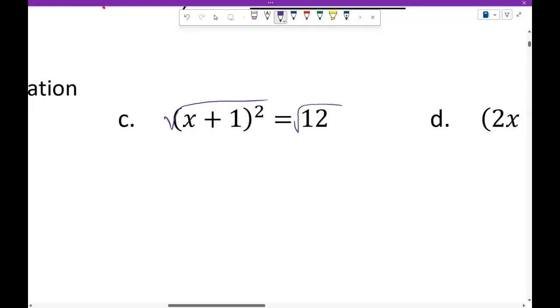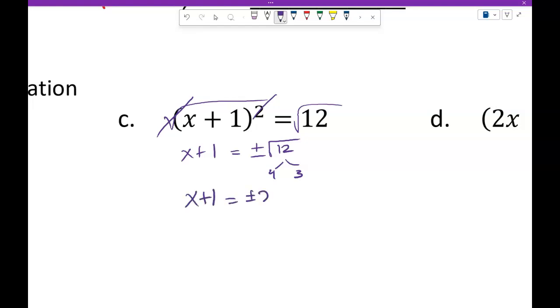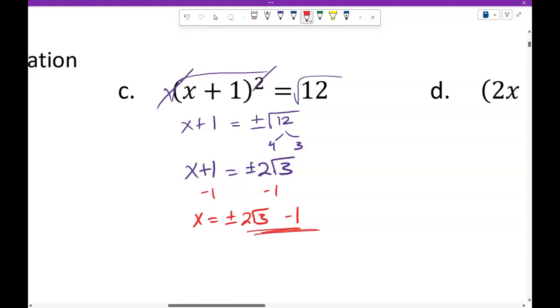We can square root both sides. That eliminates our squared. X plus 1 equals the principal and negative root of 12. Factors 4 and 3. That gives us plus and minus 2 square root of 3. And then we can subtract 1. X equals the principal root and the negative root of 2 square root of 3 minus 1. Now since these aren't like radicals, I can't actually subtract them. And so we can't simplify any further.